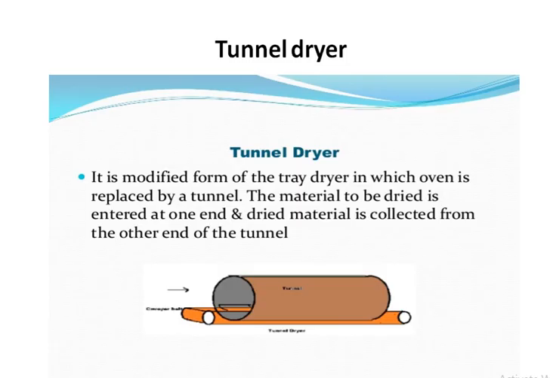Next one is the tunnel dryer. The tunnel dryer is a modified form of the tray dryer in which the oven is replaced by a tunnel. The material to be dried is entered at one end, and the dried material is collected from the other end of the tunnel. In this also, solid food grains or solid foods can be dried.